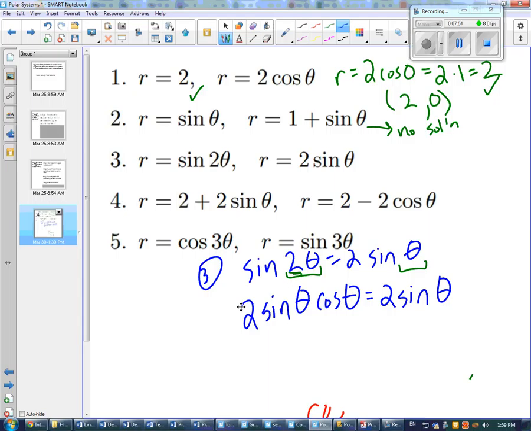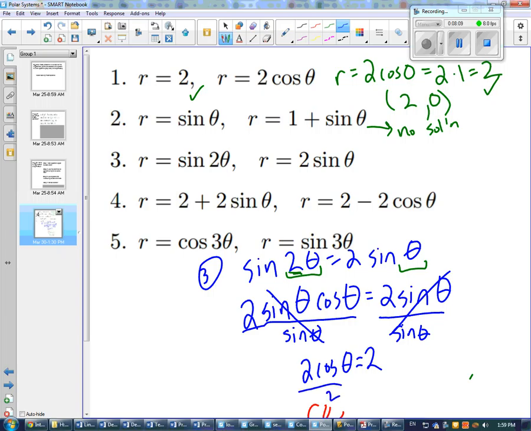Notice that both sides have sine in them. So let me go ahead and divide that out. When I divide it out, I get 2 cosine theta equals 2. And that's good news because now I have just that one trig ratio. So I'm going to go ahead and finish solving. So I have cosine theta equals 1. So you're going to ask yourself, what values on my unit circle have a cosine value of 1? And those values are 0 and 2 pi.